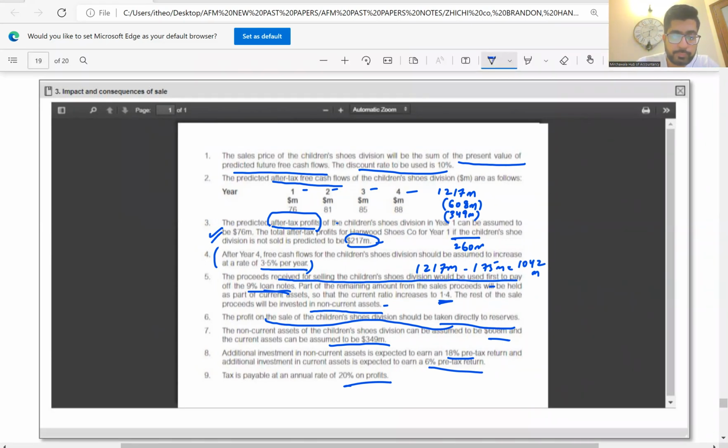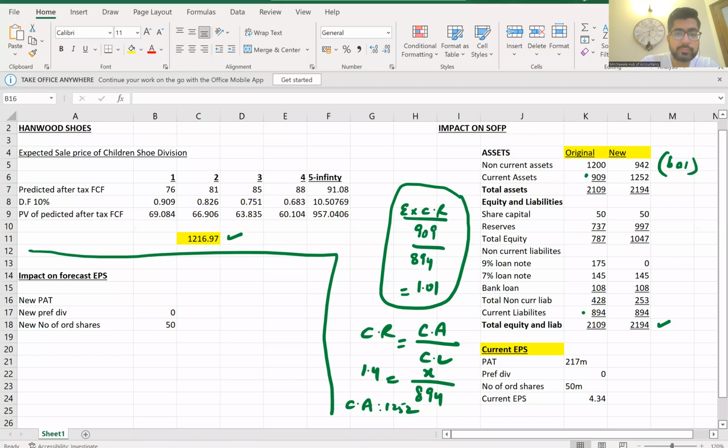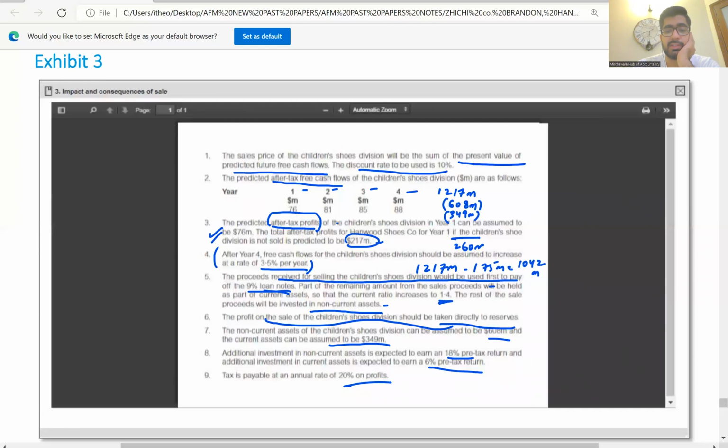So as far as the revised PAT is concerned, your existing PAT was 217 million. I don't have space and I don't want to change the screen. That's why I'm writing it. Existing PAT was 217 million. If children's shoe division got sold, 76 million PAT would go away. But additional investment in non-current assets would earn 18% pre-tax, and additional investment in current assets, 6% pre-tax return.